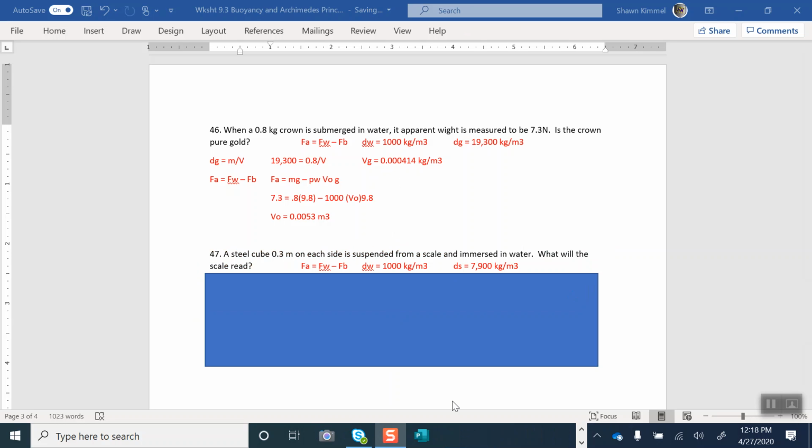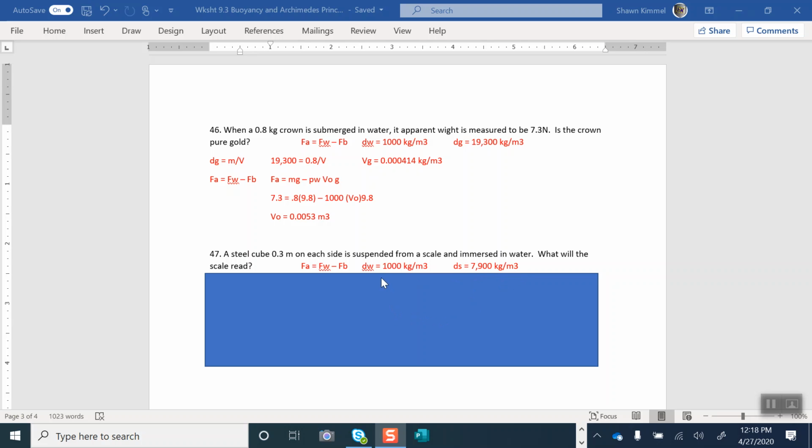All right, so here's our last problem we're going to go over. The steel cube, 0.3 meters on each side, is suspended from a scale and immersed in water. What will the scale read? Well, what we want to find here is the apparent weight. That's what the scale is going to read, because again, the real weight minus the buoyant force is going to give us the apparent weight, or what the scale is going to read. Some things that we know: the density of water is still 1,000 kilograms per meter cubed, and the density of steel is 7,900 kilograms per meter cubed. And this one I just looked up online and found.